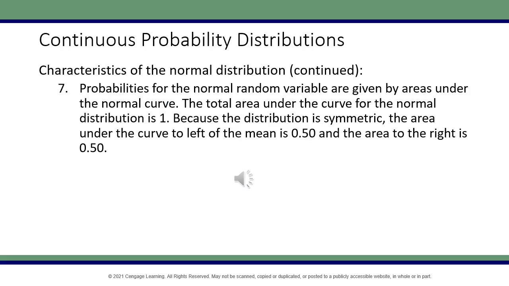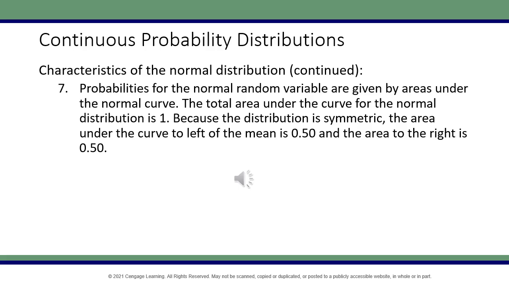In our ongoing discussion of the normal distribution, we have one more crucial characteristic to explore: probabilities and areas under the curve. Probabilities for the normal random variable are represented by areas under the normal curve. It's important to note that the total area under the curve for any normal distribution is always 1. This is a fundamental property of probability distributions.